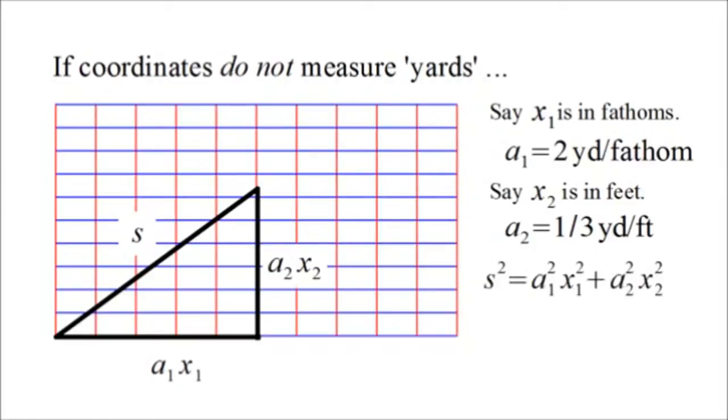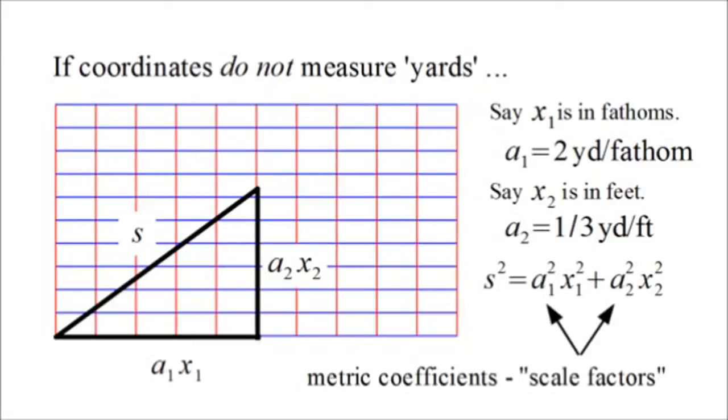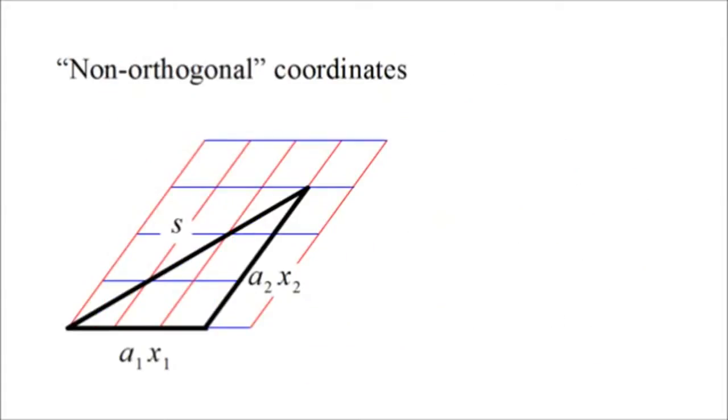Now we can use the Pythagorean theorem to calculate s squared in yards squared, which is equal to a1 squared x1 squared plus a2 squared x2 squared. These scale factors we have to employ are called metric coefficients, and they will play a central role in everything that follows. Another thing that can happen is that the coordinate axes are not at right angles. These are called non-orthogonal coordinates.